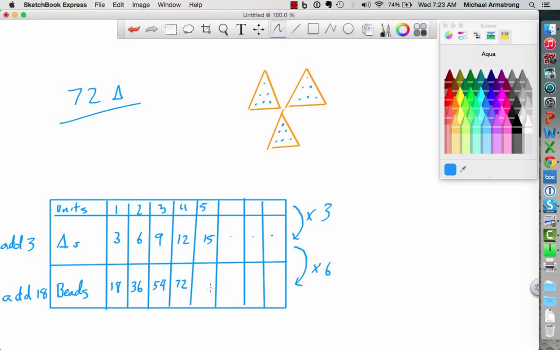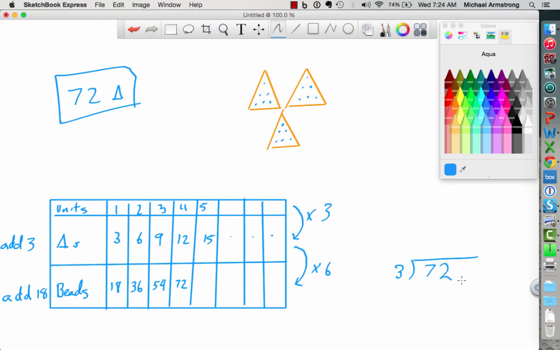What's the number we're looking for? Oh, I might have given away the answer. We're looking for 72 triangles. Oh, this is 72 beads. We're going to have to go a ways to get to 72. We're going to have to go a long ways. So let's see. 72 triangles is a ways out there. So how do I get to 72 using 3? Well, 3 goes into 72, not 77.